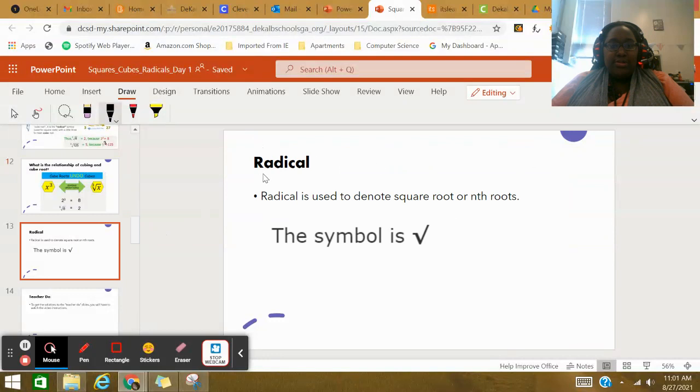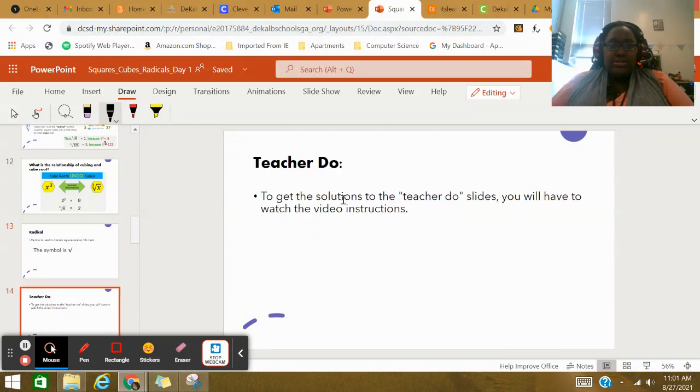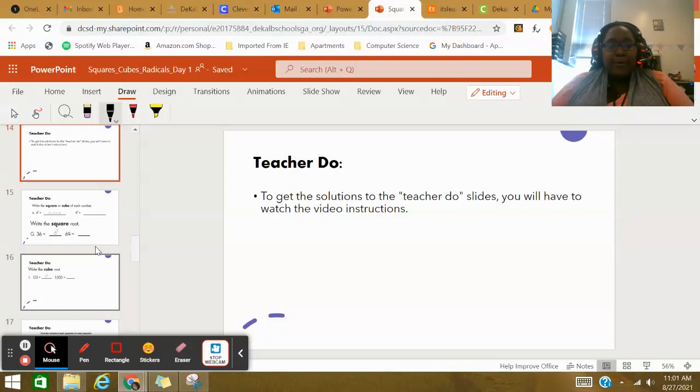The very last vocabulary word we have is radical. Remember that radical is used to denote a square root or an nth root, and it just looks like this check mark here. That's what the symbol is. Again, as a reminder, you guys will have to copy the teacher-do slides in your notes, and in order to access that, you will have to watch the video, which is what I'm recording now.